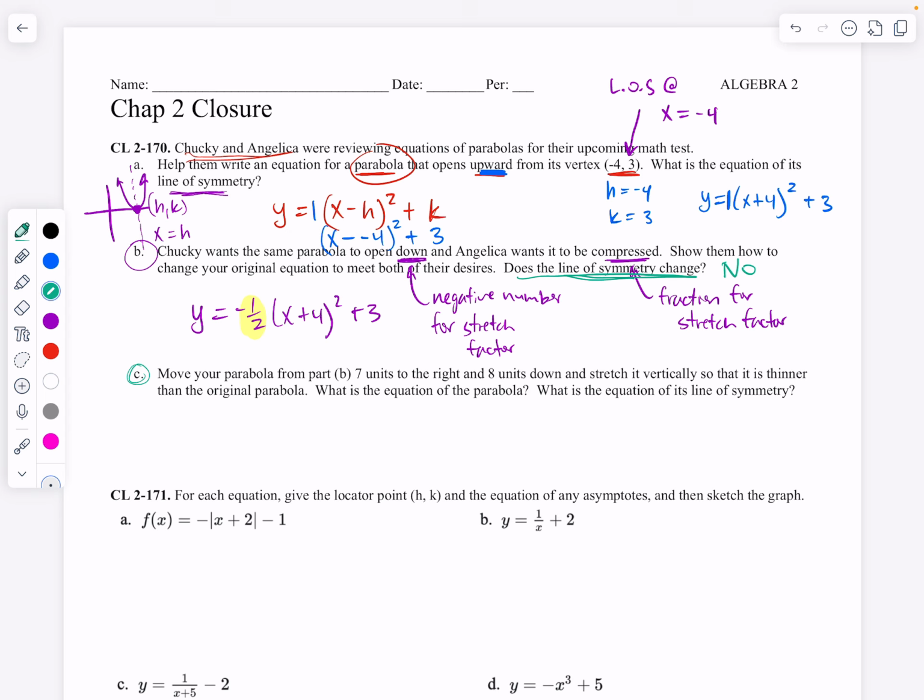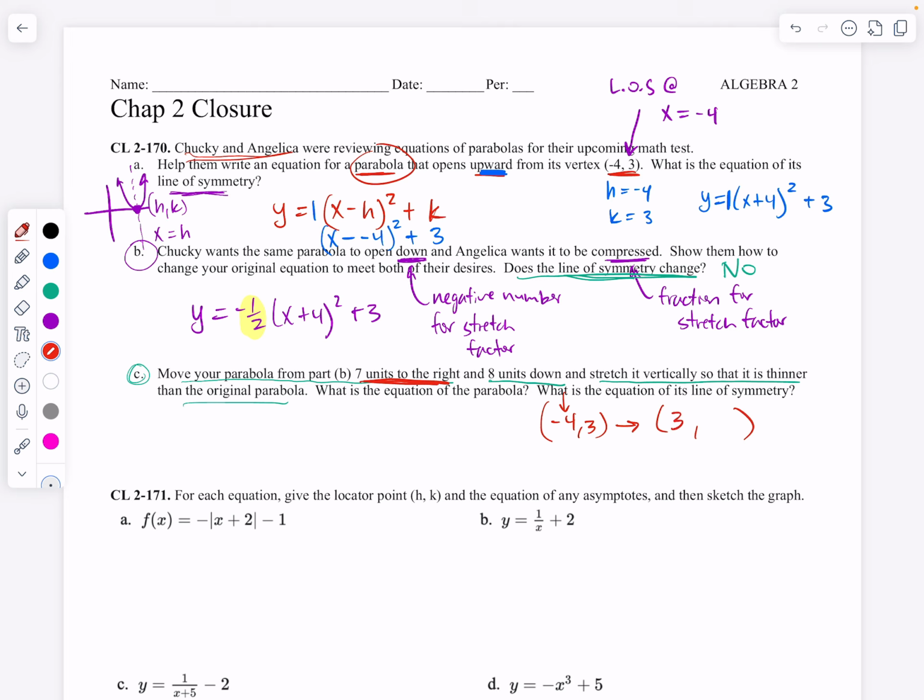Okay, question C. Move your parabola from part B 7 units to the right and 8 units down and stretch it vertically so that it's thinner than the original parabola. So this means that the coordinates of the locator point are going to go from (-4, 3), which were the original points, and now it's going to move 7 units to the right. So I'm going to add 7 units to the -4, and -4 plus 7 is now +3.